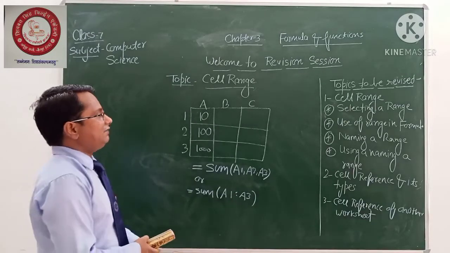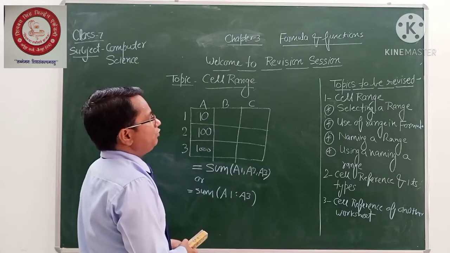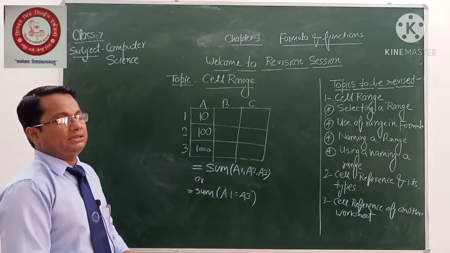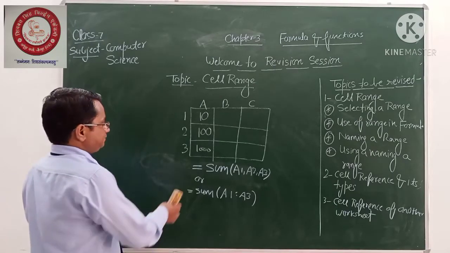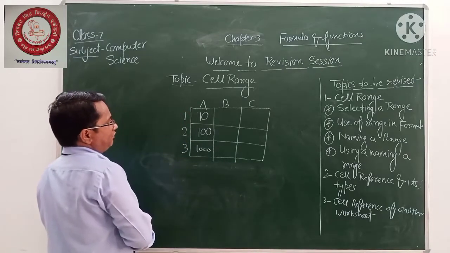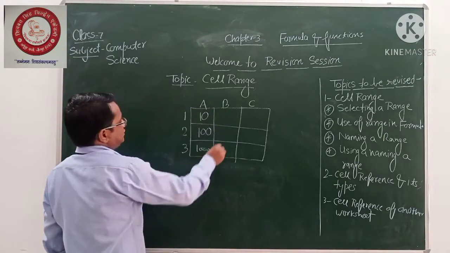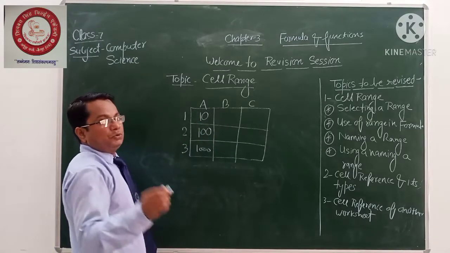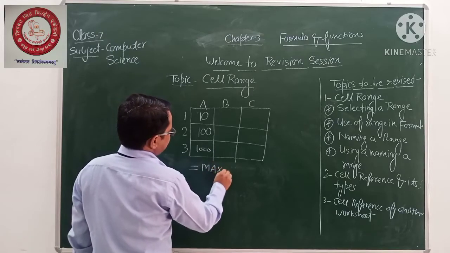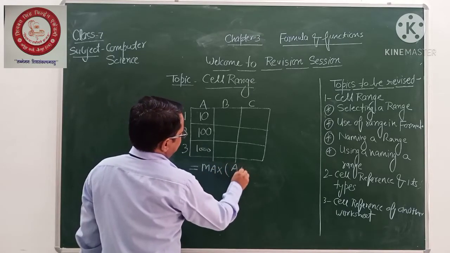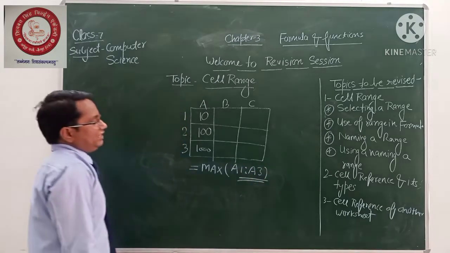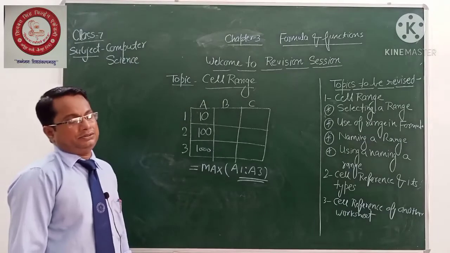Now we are going to understand how to use the cell range in a particular formula. I will take some other formula here. My target is to find which one is maximum. Equal to MAX, then right here A1 colon A3. This is the range, and here you use the range.